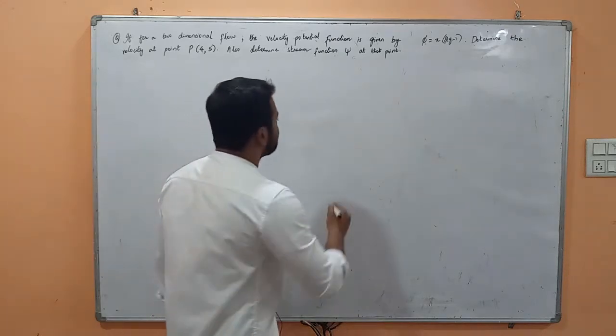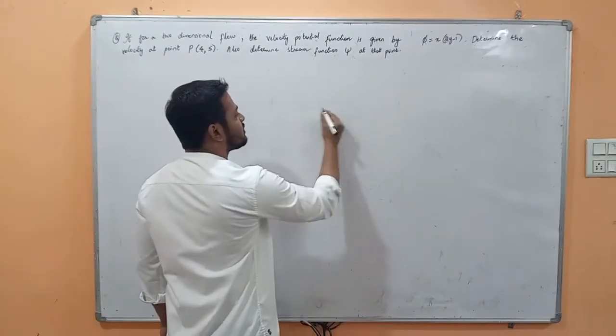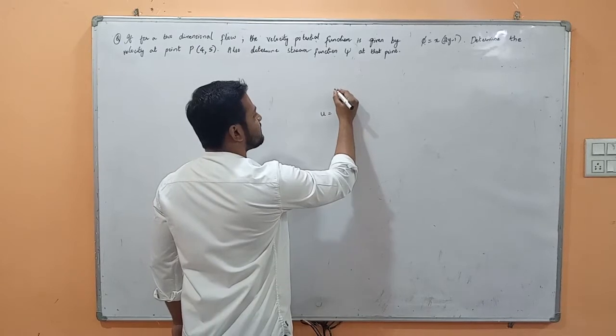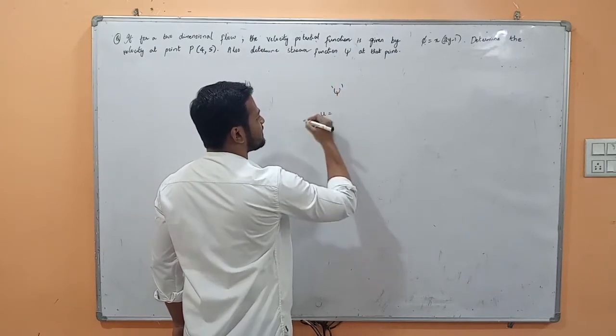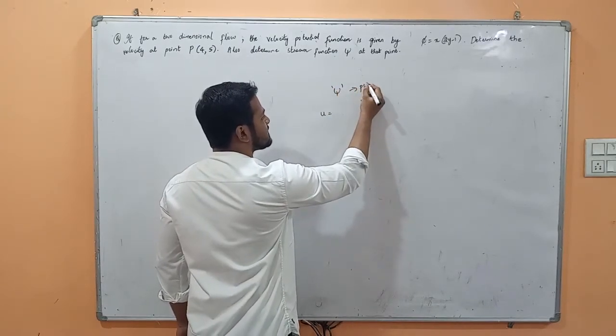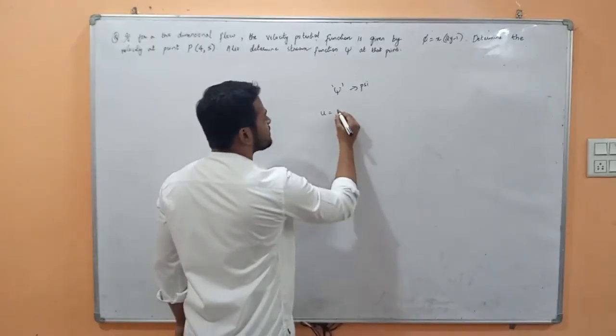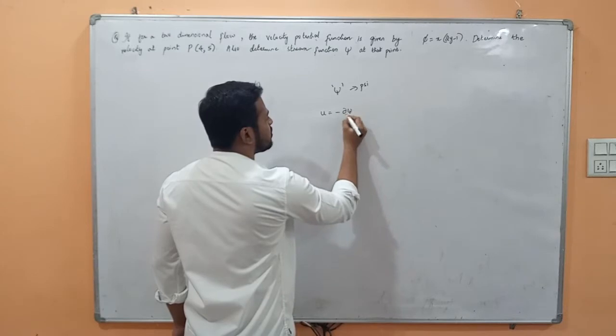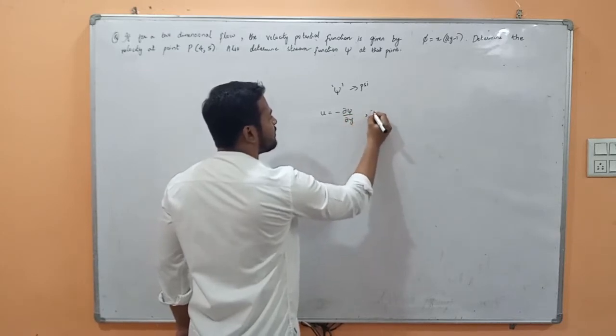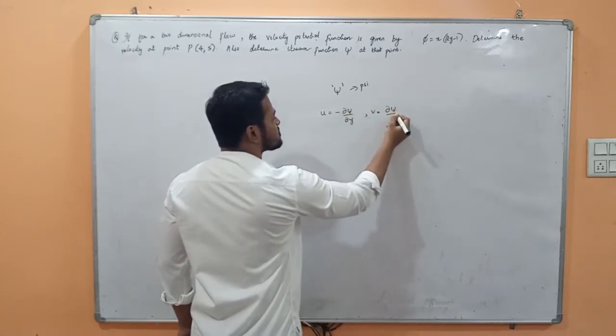So if you remember, what are the formulas of stream function? Stream function is denoted by psi. This symbol is called psi, where P is silent. So what is the formula for stream function? u is equal to minus dou psi by dou y, and v is equal to dou psi by dou x.